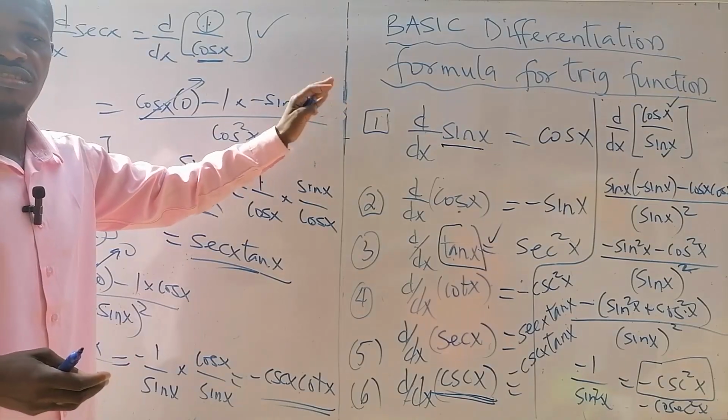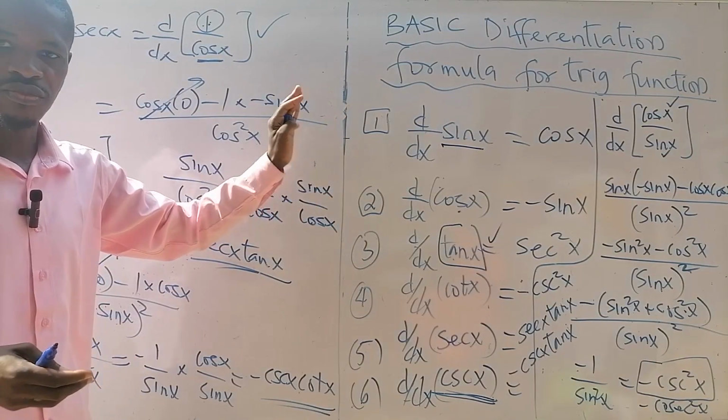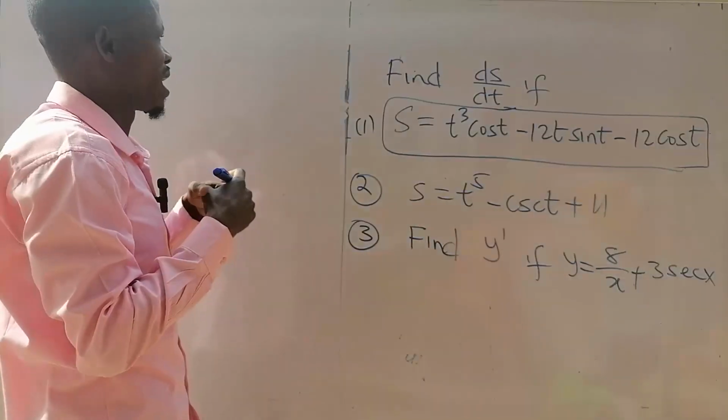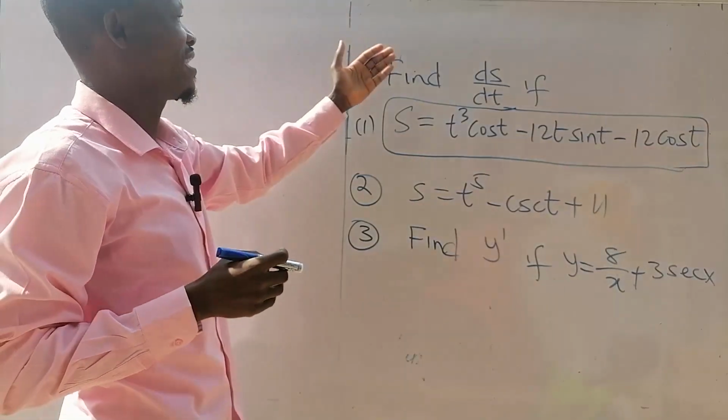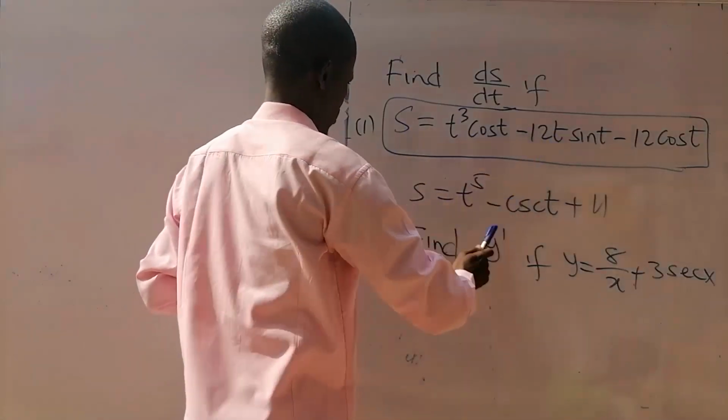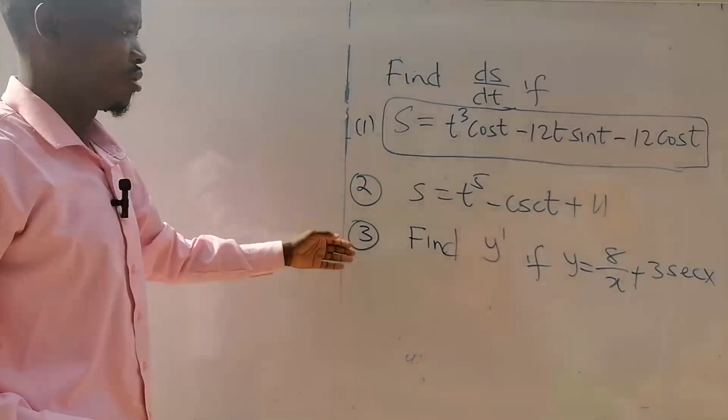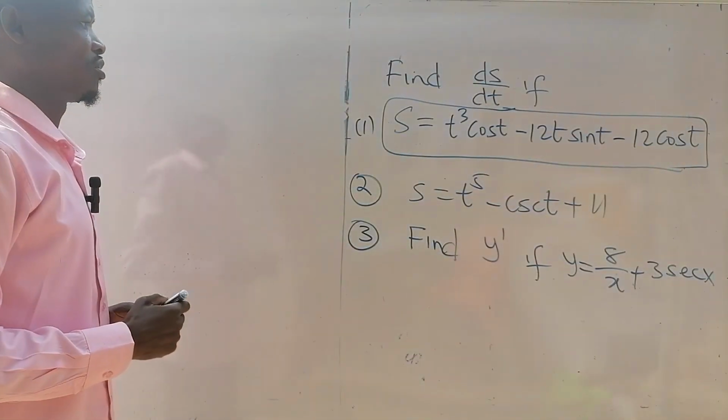Okay, questions on product rule and quotient rule. Let's go there. We have the following question: find the derivative function, and we have the first and second, and we have the third one. So let's go straight to the solution to this question.